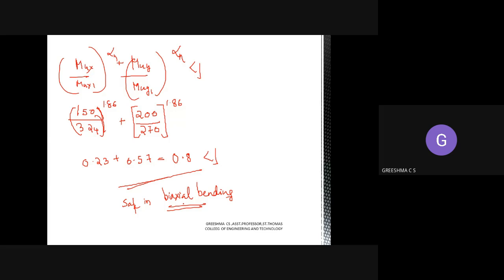So this check is very important. The previous check, the chart 64 check, if you want you can skip, but this step you cannot skip. If you get time, you can do that check as well, but this step must be done. This check indicates whether the column is safe in biaxial bending or not. So our column is very safe in biaxial bending. Now we can proceed.